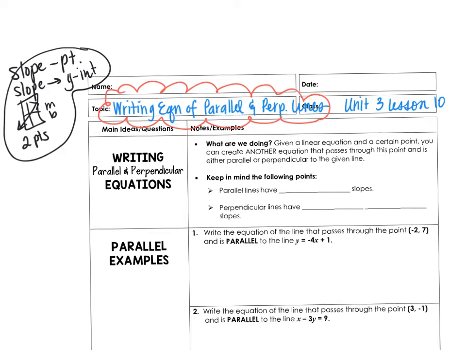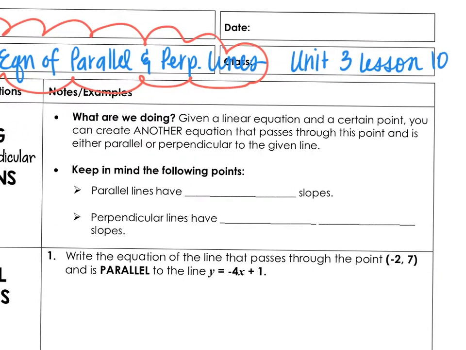One thing I want to remind you guys of is that parallel lines have the same slope, okay? And perpendicular lines have opposite or negative reciprocal slopes. I also want to tell you that the notation for parallel is 2 lines like this, and the notation for perpendicular is 2 lines like this. So you might see that notation come up as I work through these problems.